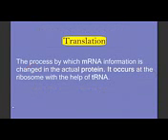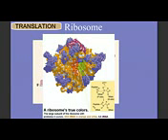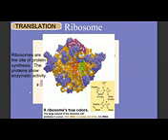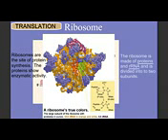Translation, the process by which messenger RNA information is changed into the actual protein at the ribosome with the help of transfer RNA. Let's take a closer look at ribosomes. Ribosomes are the organelles of protein synthesis. They're small and found in the cytoplasm, sometimes attached to the endoplasmic reticulum, sometimes free-floating. They're made of both protein and ribosomal RNA and divided into two subunits.